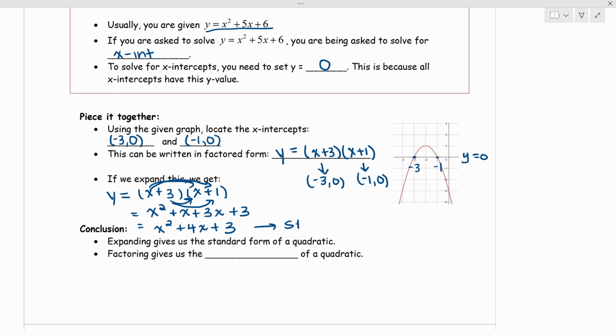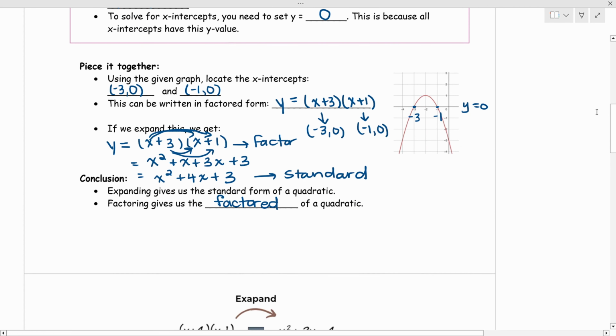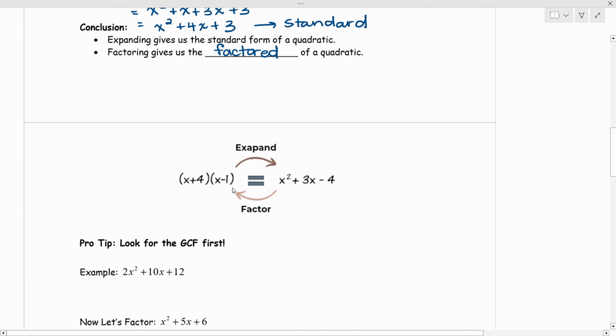This is considered standard form, okay, when it's written like this, and this is considered factored form. Both serve us in different ways. So what we need to be able to do is go from standard form to factored form, because factored form allows us to see our x-intercepts. So expanding gives us standard form of a quadratic, and factoring gives us factored form of a quadratic. Factored form of a quadratic. So here you have it. You have something that's in factored form. If we expand it, it looks like this. If we have something in standard form and we factor it, we get it into factored form.